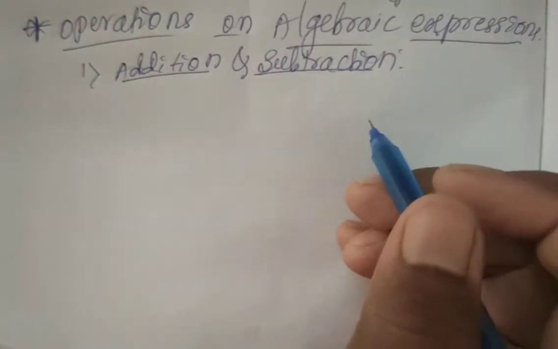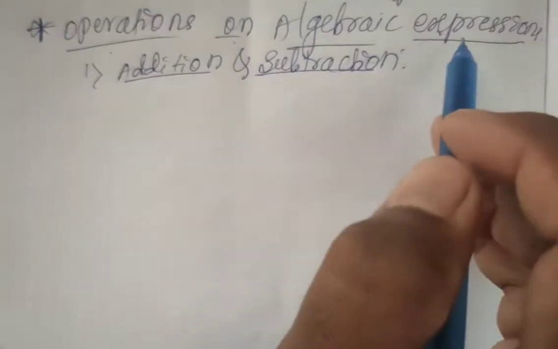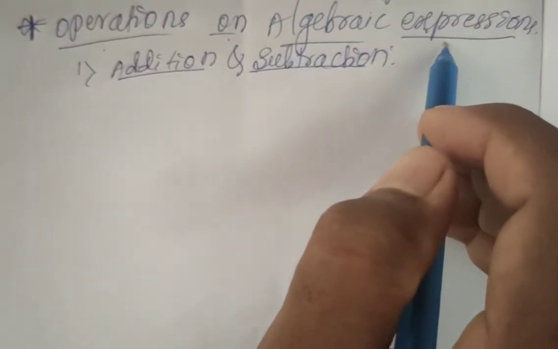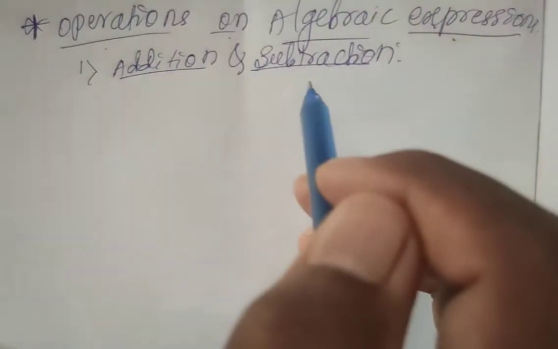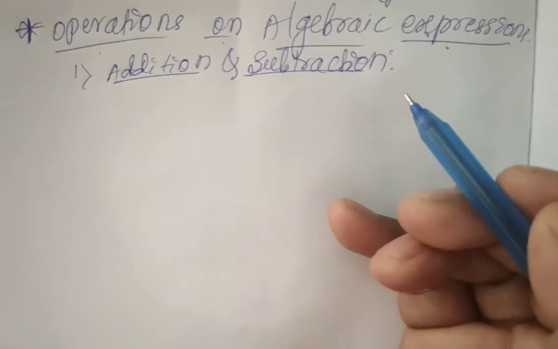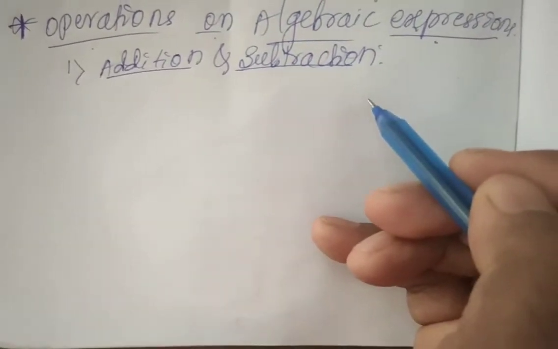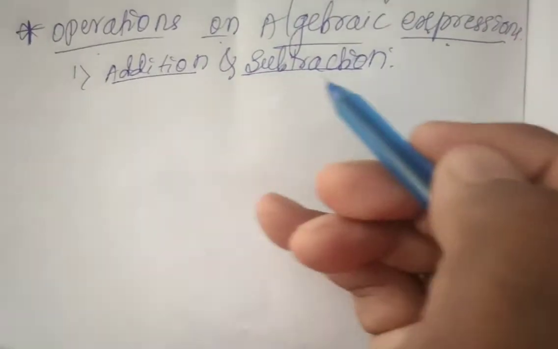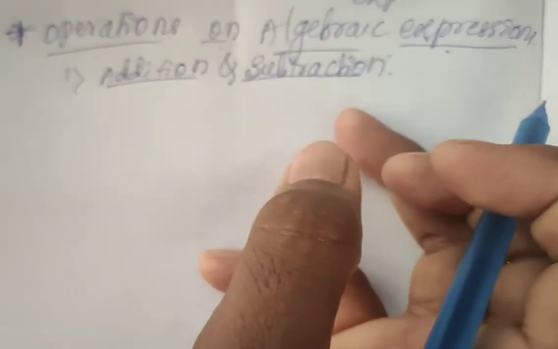Dear students, so now we will go for the operations on algebraic expressions. We know that a total of 4 operations are there: addition, subtraction, multiplication and division. Now we will study 2 operations, addition and subtraction, at a time. Why am I writing addition and subtraction at a time? Because the rules for addition and subtraction are the same here.